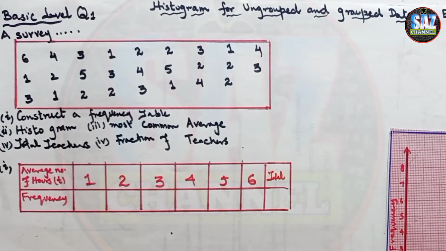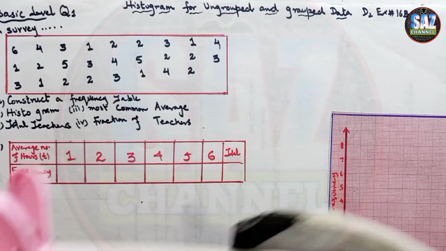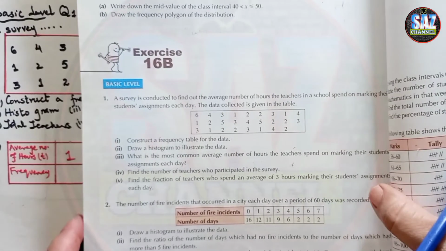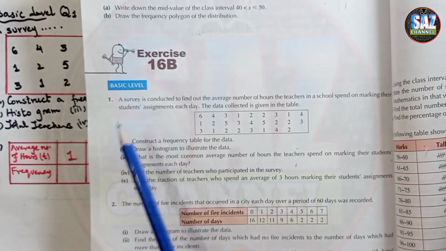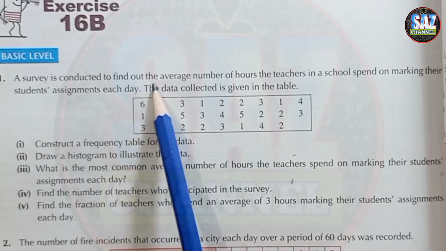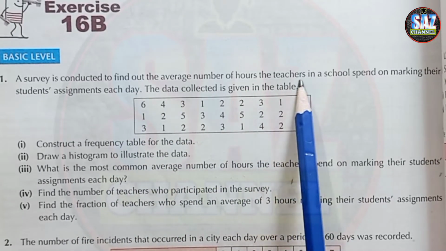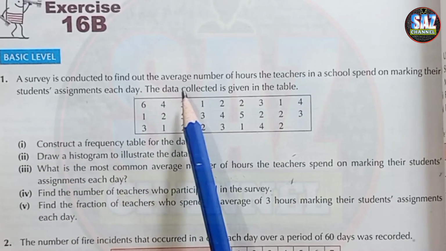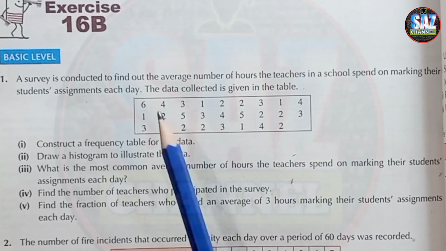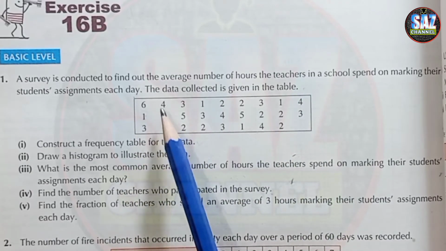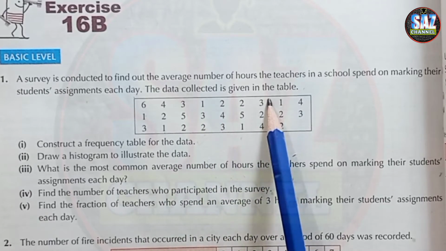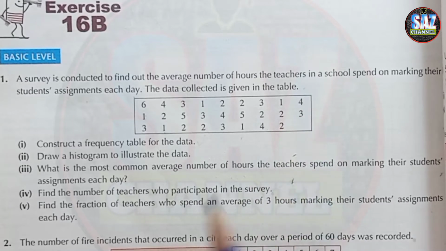Let's move to question number 1, basic level, and let me read the question from the book. As the questions are long, I've written the question in short form and I will be reading the question from the book. Question 1 says, a survey is conducted to find out the average number of hours the teachers in the school spent on marking their students' assignments each day. The data collected is given in the table. The information is that 613, 421, 352, 132, 243, 251, 324, 122, and 4 and 3.